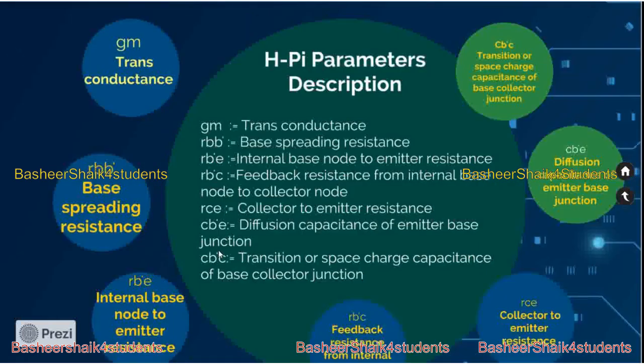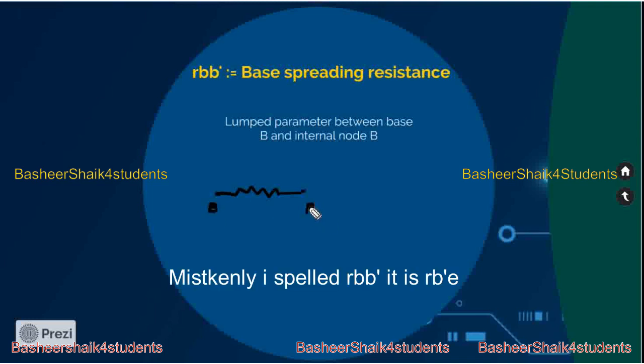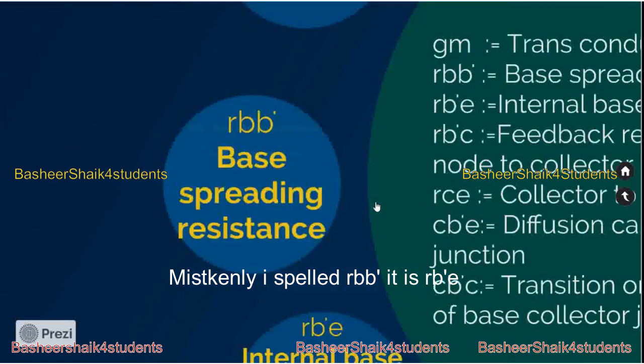Okay, now we move towards the RBB dash, nothing but the base spreading resistance. It is the resistance that exists between the external base terminal and the internal base terminal. As we have already come to know, some amount of resistance exists between the base and the internal base terminal, which is the RBB dash. It is a lumped parameter.